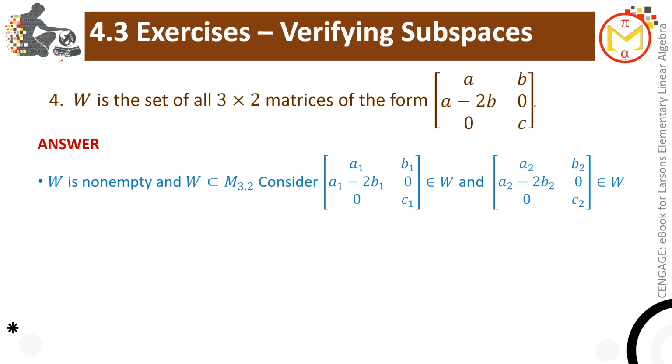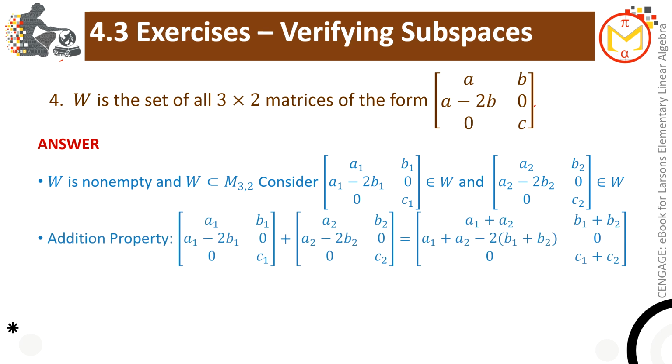Okay, consider A sub 1, B sub 1, and likewise we use the subscript 2. When we do the addition, we add A sub 1 plus A sub 2, B sub 1 plus B sub 2. Then we add these two. Now we can add A sub 1 plus A sub 2, then minus 2B sub 1, we factor out negative 2. So plus negative 2 times B sub 1 plus B sub 2. And then 0, 0, C sub 1 plus C sub 2.